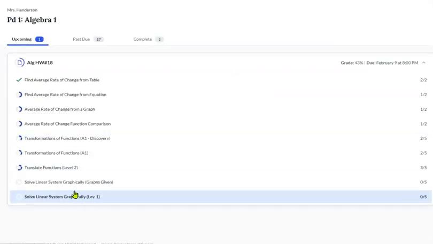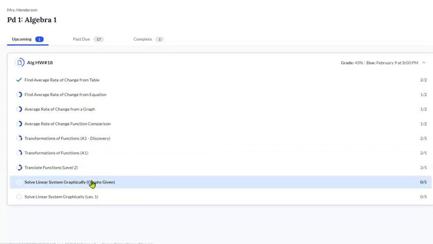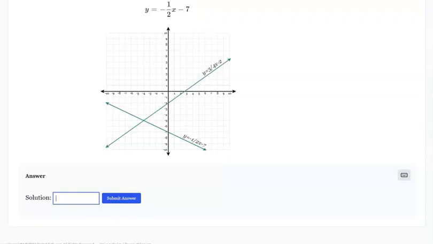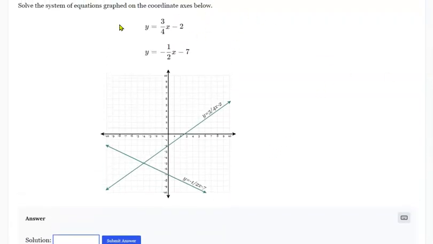Alright, the last two topics are for our next unit on systems of equations. So for the first two questions, you'll be given two linear functions. They will already be graphed. You simply need to find the point of intersection.